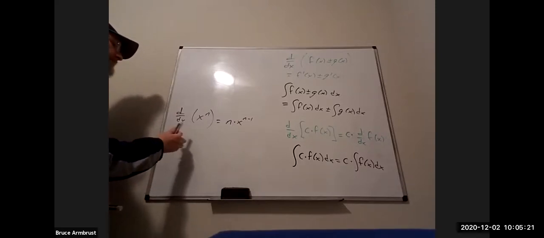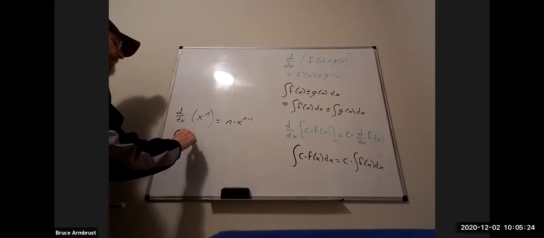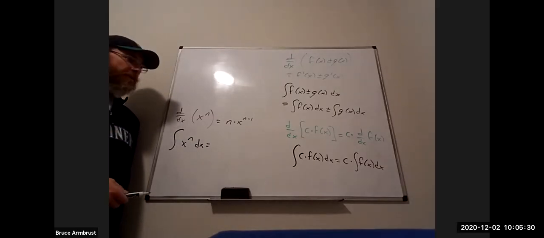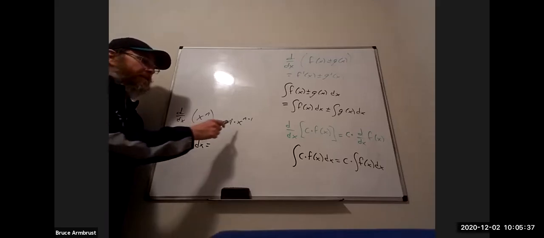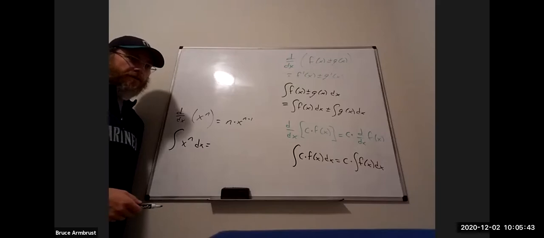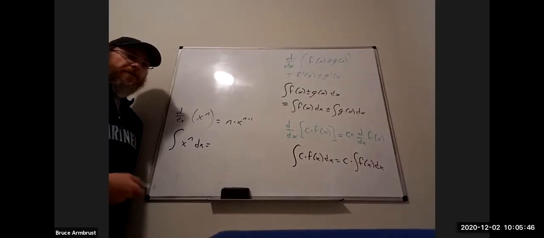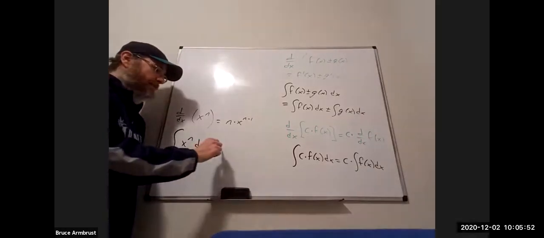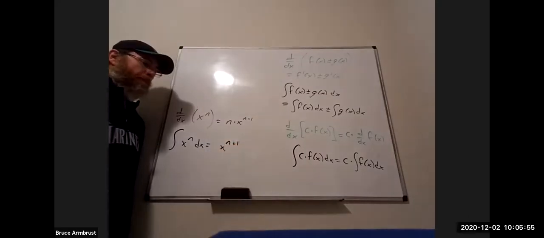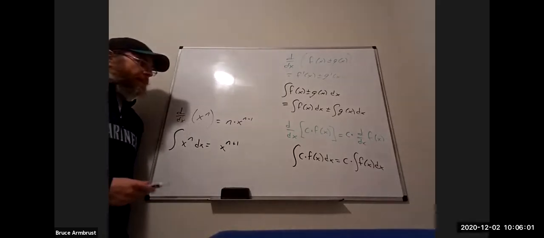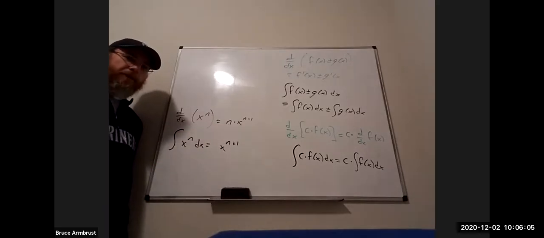So what then happens if we integrate x to the n? Basically, we're going in reverse. So think about what the steps were. We multiplied by the exponent and then decreased the exponent by 1. If we're going to go in reverse, instead of decreasing the exponent by 1, we're going to increase the exponent by 1. It's the opposite. And then instead of multiplying by that exponent, what are we going to do?